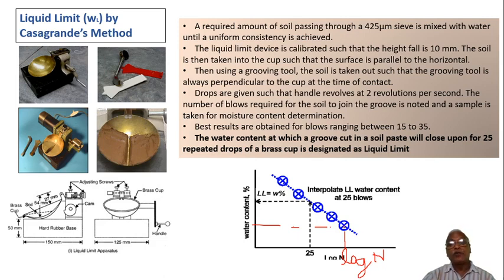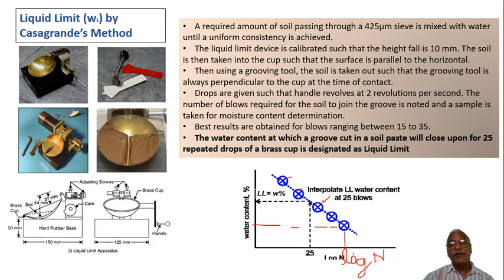Now you increase the water content, redo the experiment, and you go along this axis in this way. The water content is increased. As the water content increases, the number of drops required to close the groove will obviously be less. So the second point may be over here, the third point may be over here, the fourth may be here, the fifth may be here. Like that, you will have a number of recorded points where the number of drops required and the water content will be known to you.